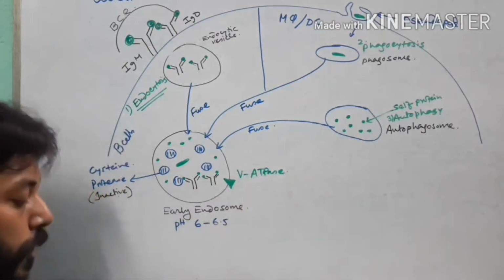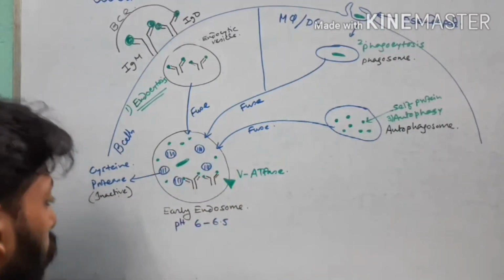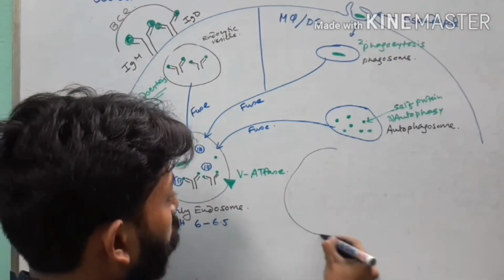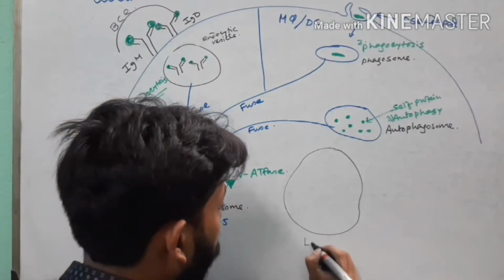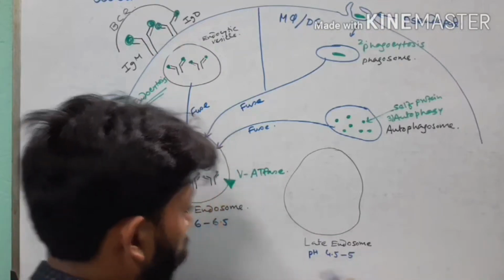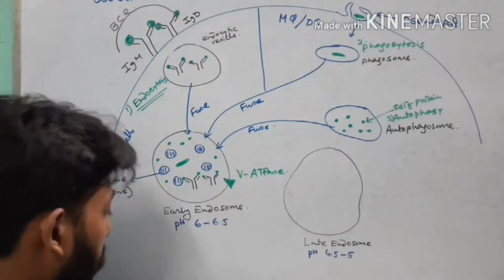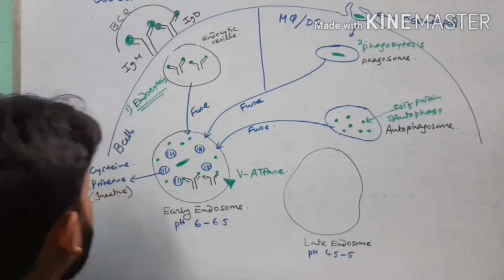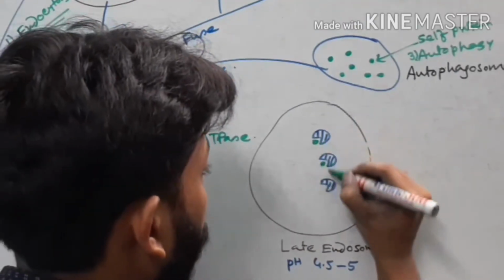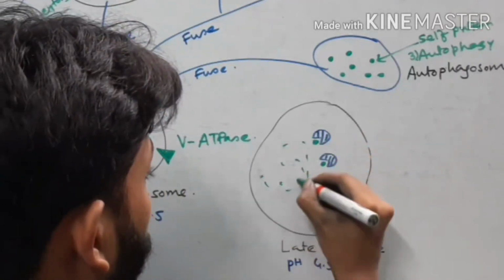This protein is called V-ATPase. This protein lowers the pH of the early endosome. Now, when this protein lowers the pH, the early endosome becomes a late endosome. By this V-ATPase, the pH becomes 4.5 to 5. Now these vesicles transform into late endosome, and all the protease that was inactive becomes active. So they can cleave the antigen or bacteria and make this antigen or bacteria into fragments.